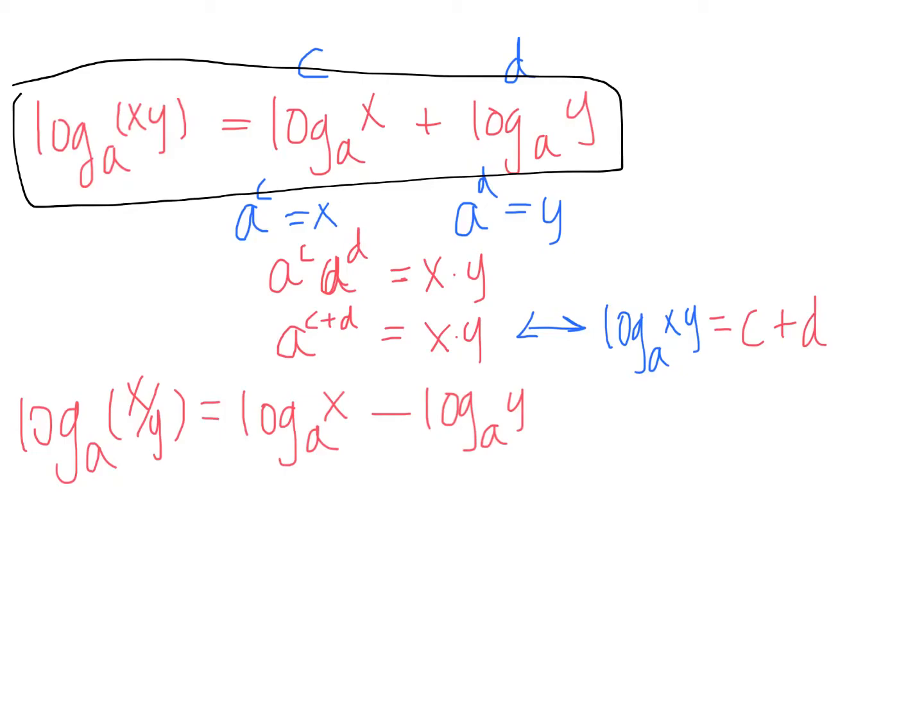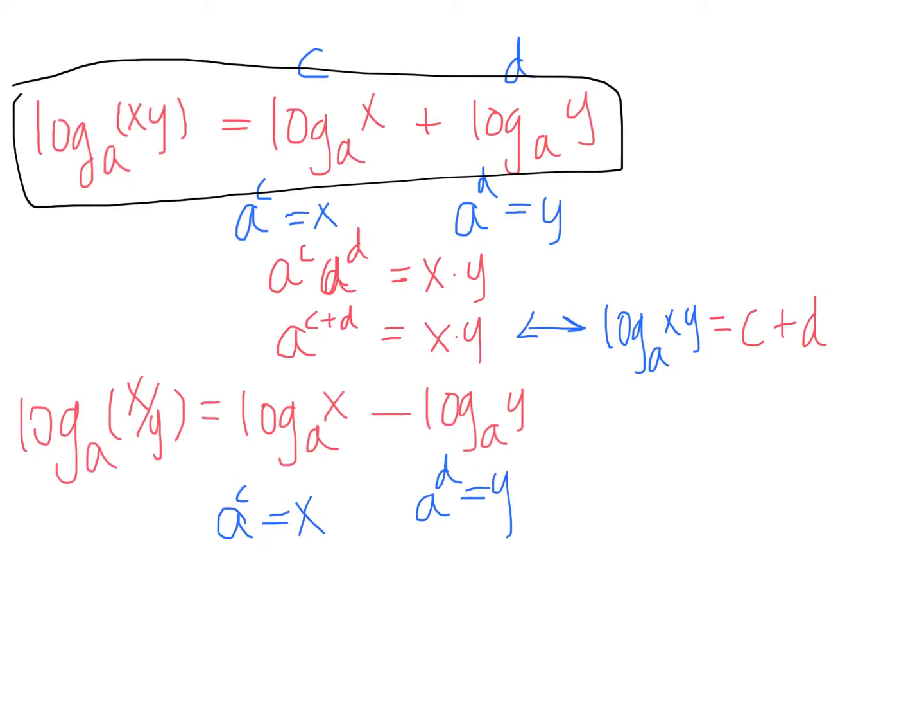All right, and this other property says that if you have log base a of x divided by y, you can do something similar. You can take the log base a of x and subtract the log base a of y. And so we'll do the same thing again. We'll think about what these mean. So log base a of x is the value that I must raise a to, we'll call it c, so that I get x. And the log base a of y is the value which I must raise a to, we'll call it d, so that I get y.